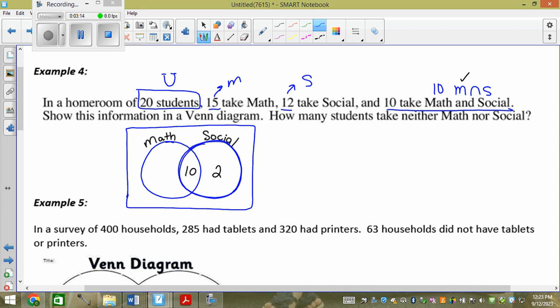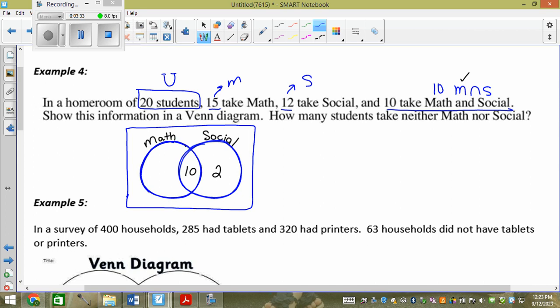First off, the universal set only has 20. If you said that social had 22, you're in trouble. You found two kids somewhere else and you haven't even talked to them now, right? Then we go to the math. Does this say math only or does it say math? Math. So 15 are in math. So 15 are in the math circle.